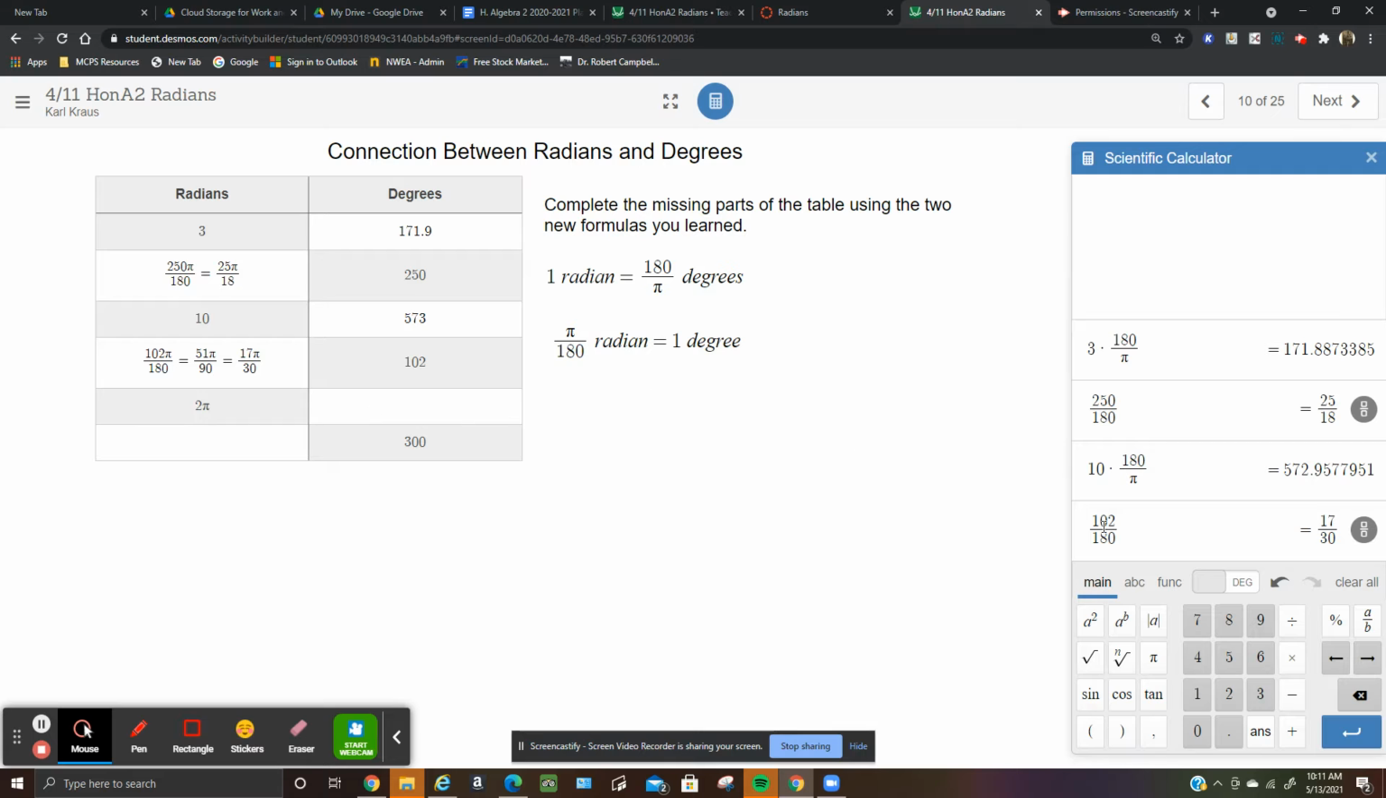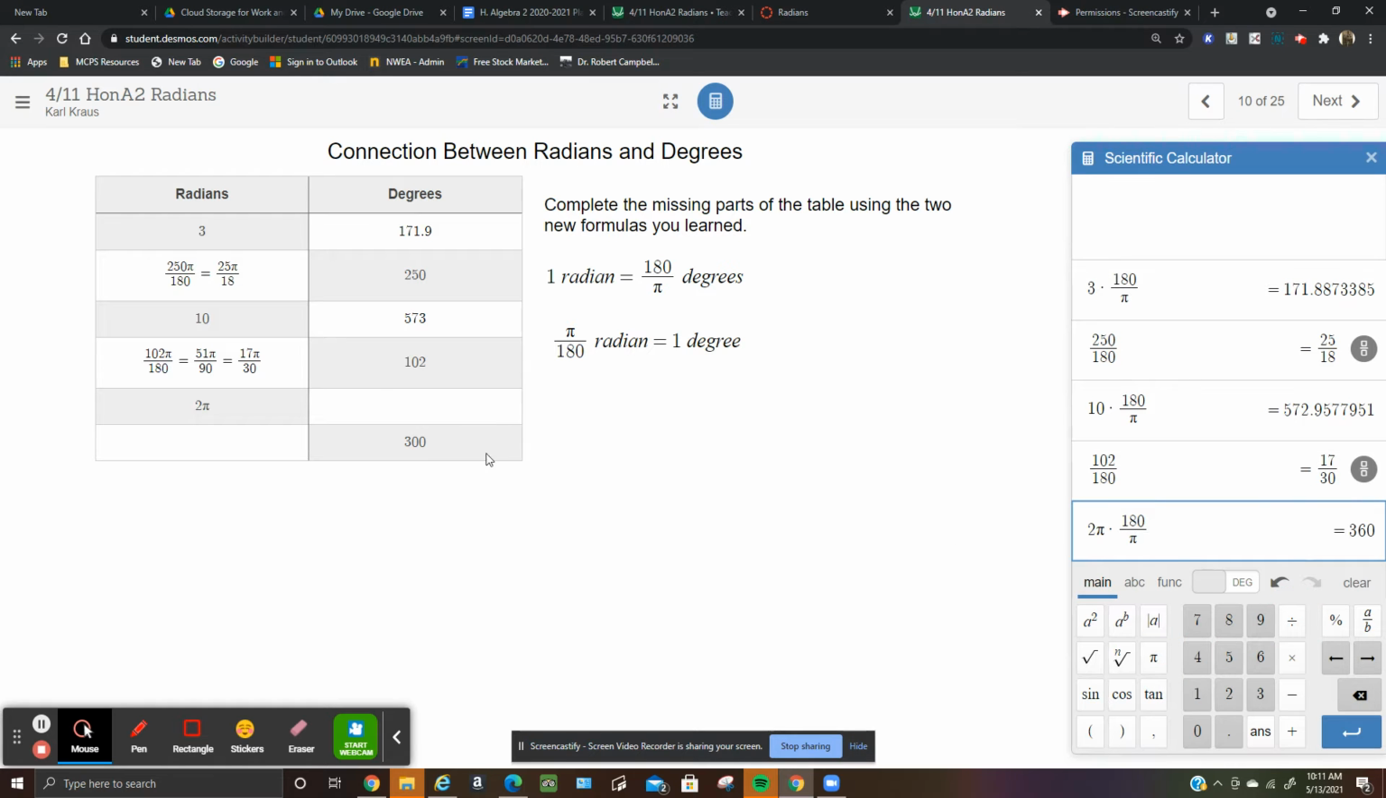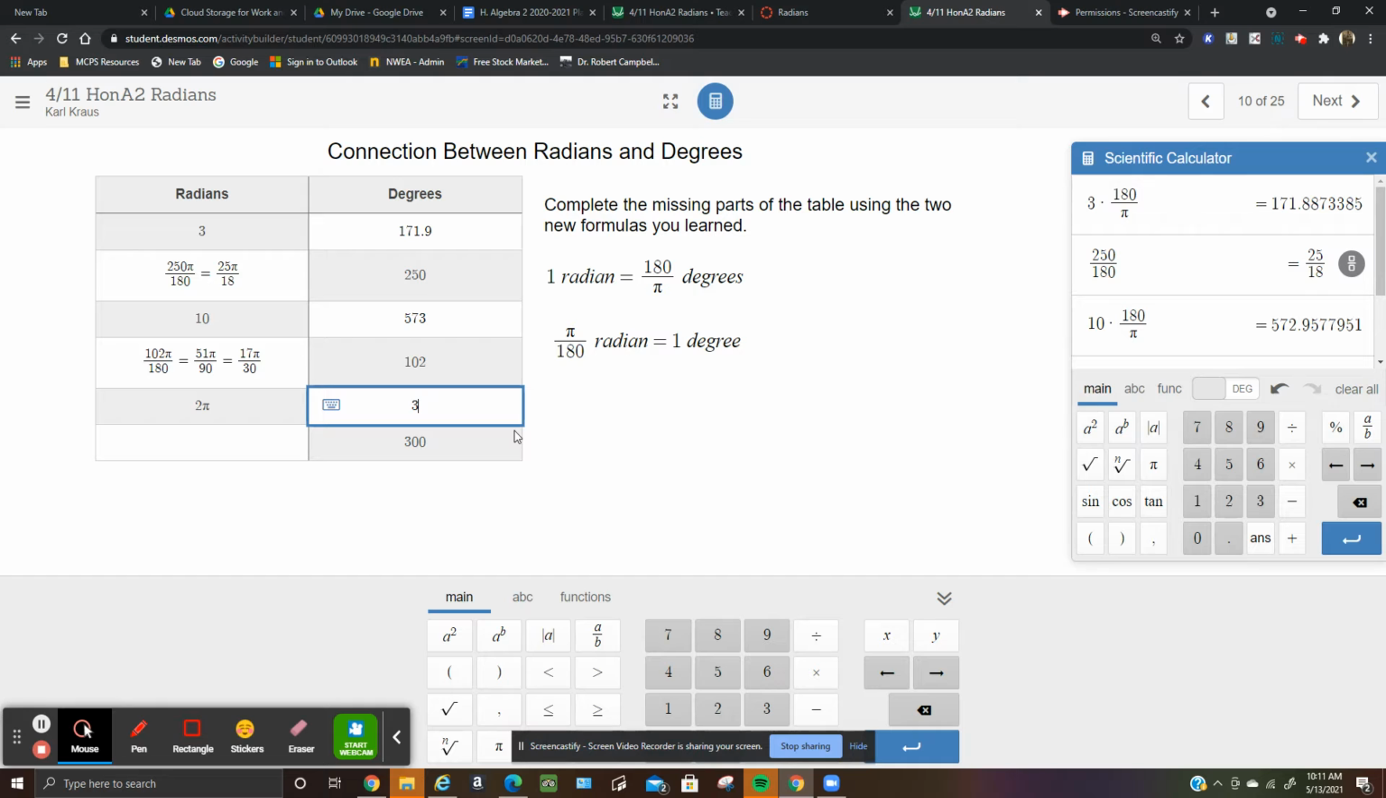And then 2 pi, we know it's 360, but demonstrating it on the calculator, 2 pi times 180 over pi is 360 degrees exactly. And then the last one, 300 pi divided by 180. Well, 300 and 180 are divisible by 60, so you get 5 pi over 3.